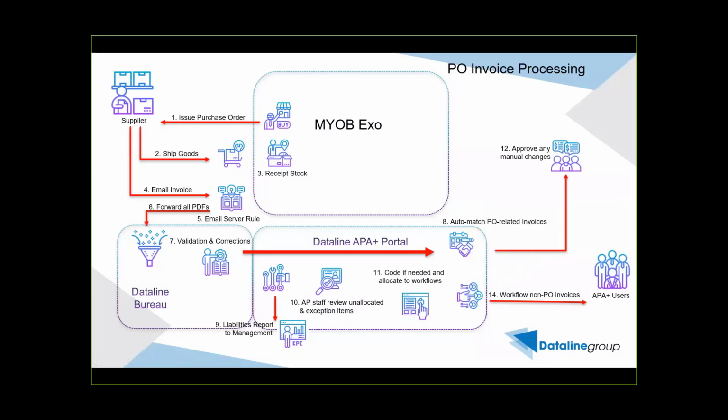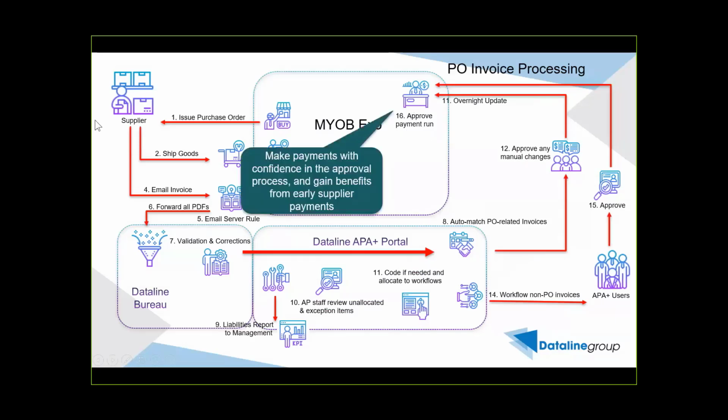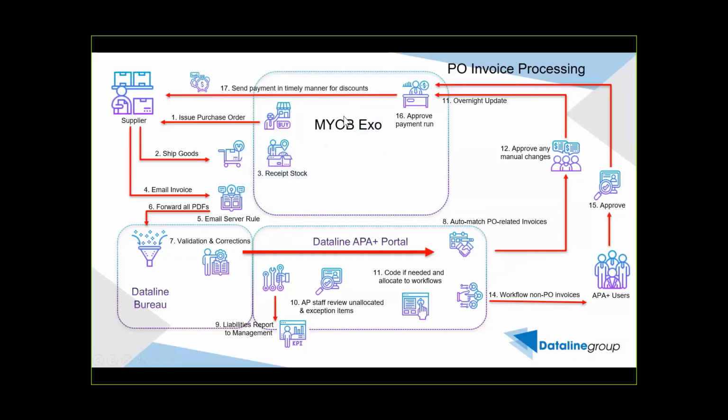And once those are approved, all transactions are uploaded automatically by our system into the Exo database that night, and they'll flow through ready for your payment runs and your approvals within Exo, and you can choose when and how you pay those suppliers. The whole process from end to end is to make this as streamlined and as quick as possible, so the documents sitting in your system can be paid as early as possible to gain either supplier payment discounts or to at least meet the terms you have in place with them. And those payments can go off in a timely manner. So that's the end-to-end process of how we work.